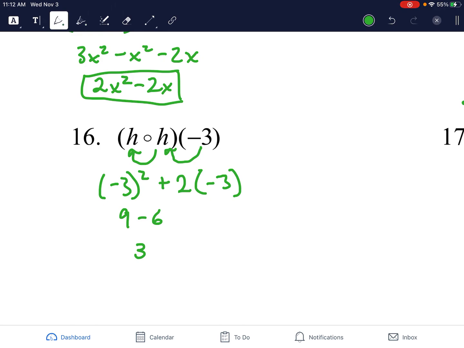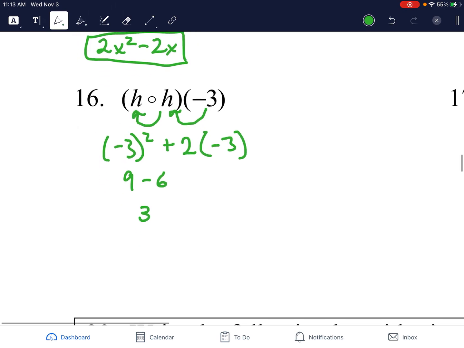All right, we're going to put this number back into the h function again. This time it's going to be 3 being squared, not negative 3, plus 2 times positive 3. 3 squared is 9. 2 times 3 is 6. And 9 plus 6 is 15.